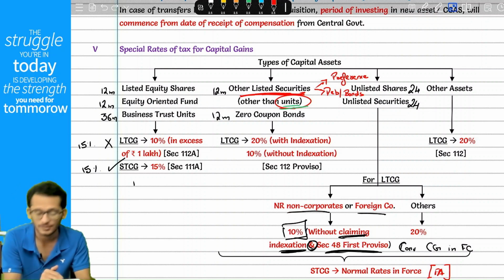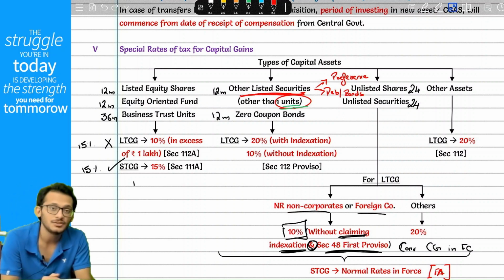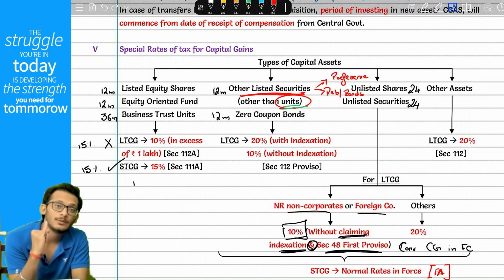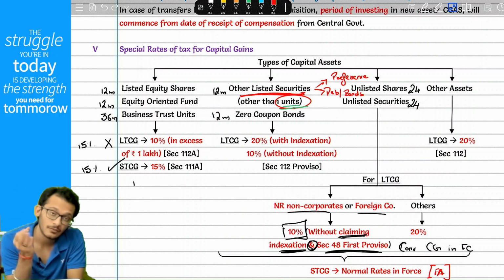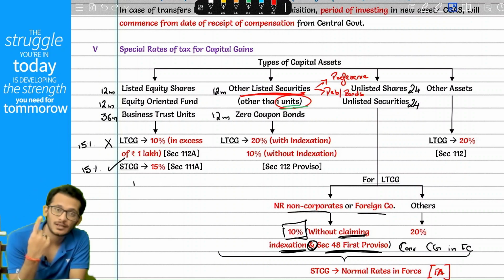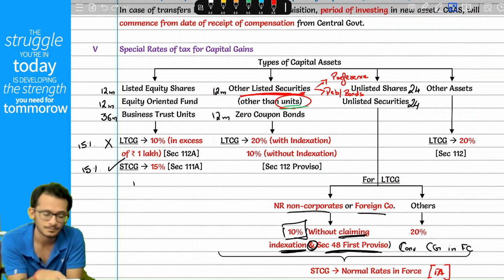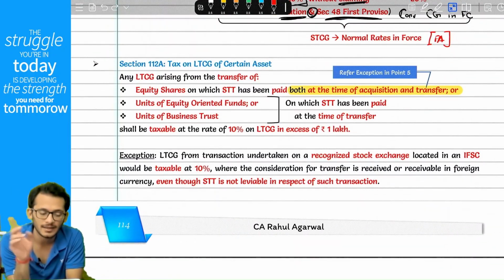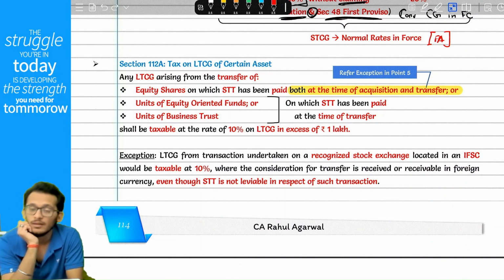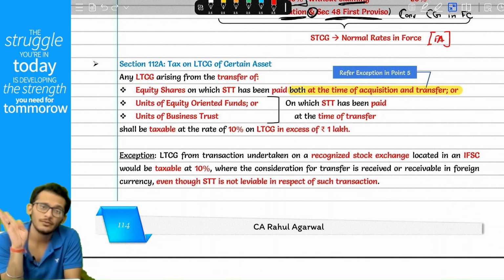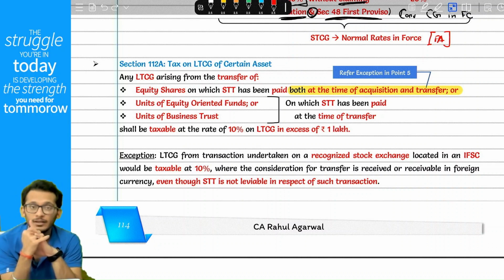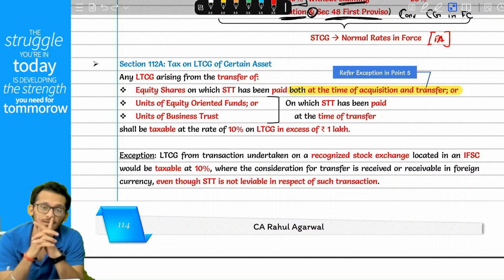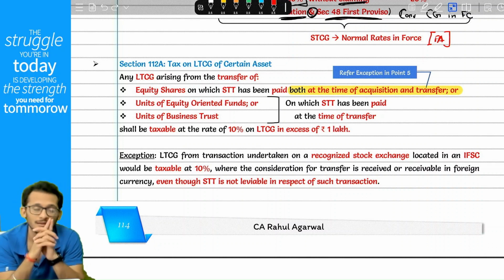However, there are some conditions. 112A has a condition that for the assets you have, the listed equity shares, the equity oriented funds, and the units of business trust, you should pay STT on those. In fact, for equity shares, you need to pay STT both at the time of acquisition and at the time of transfer. For the other two cases, it is enough if you pay STT at the time of transfer. If you do this, then the assets will be classified under 112A and will be liable for tax at the rate of 10% in excess of 1 lakh.